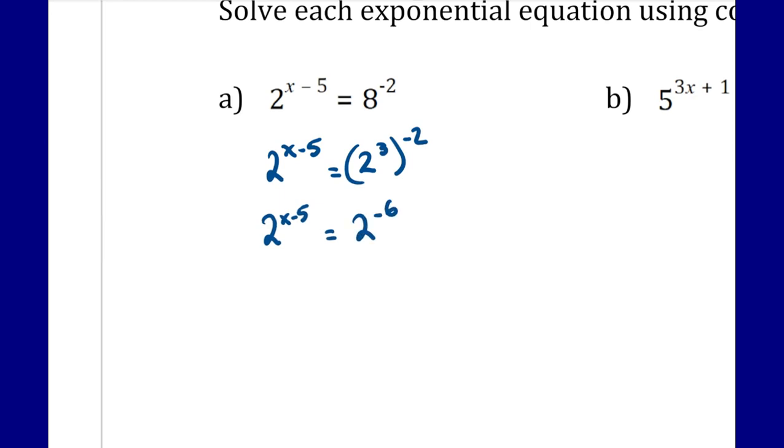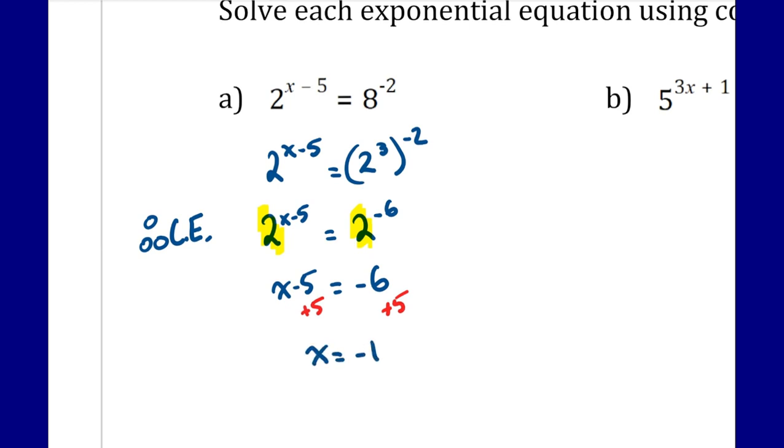And now I have common bases. So therefore, I can compare exponents. So x minus 5 has to equal negative 6. I add 5 to both sides. One side cancels out, and we get x is equal to negative 1. So that means the solution for this equation is negative 1.